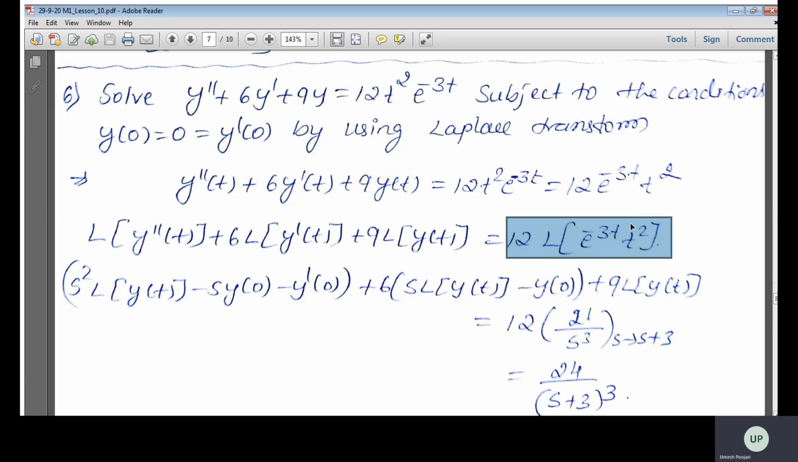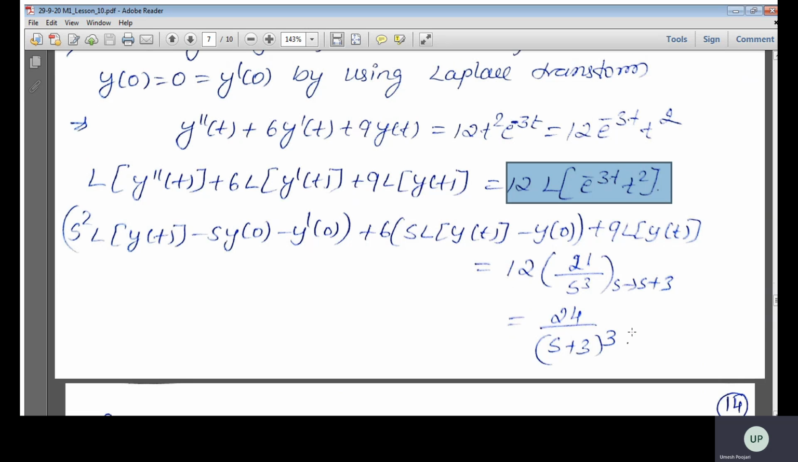So here f of t is t square. L of t square is 2 divided by s cube. Correct? After finding L of t square, replace s by s plus 3, because in e raised to minus at, the a value is 3. So replace s by s plus 3 here, which gives 2 divided by s plus 3 whole cube. 2 into 12 will be 24 divided by s plus 3 whole cube. So which property are we using here? The first shifting property, from the first part of this module.